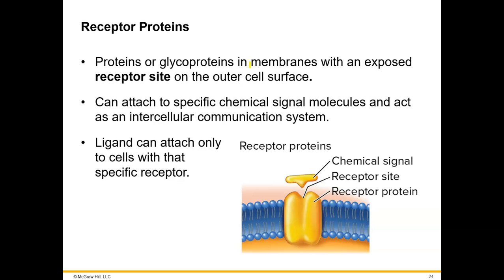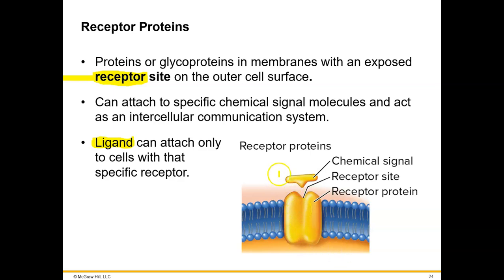Then you have receptor proteins, and a receptor typically will bind to a chemical like a hormone. Whatever chemical binds to the receptor, we call it a ligand. So whether it's a hormone or an enzyme or anything, whatever chemical it is that binds to the receptor protein, we call it a ligand. And once it binds, it's like the key to triggering some kind of change inside the cell.